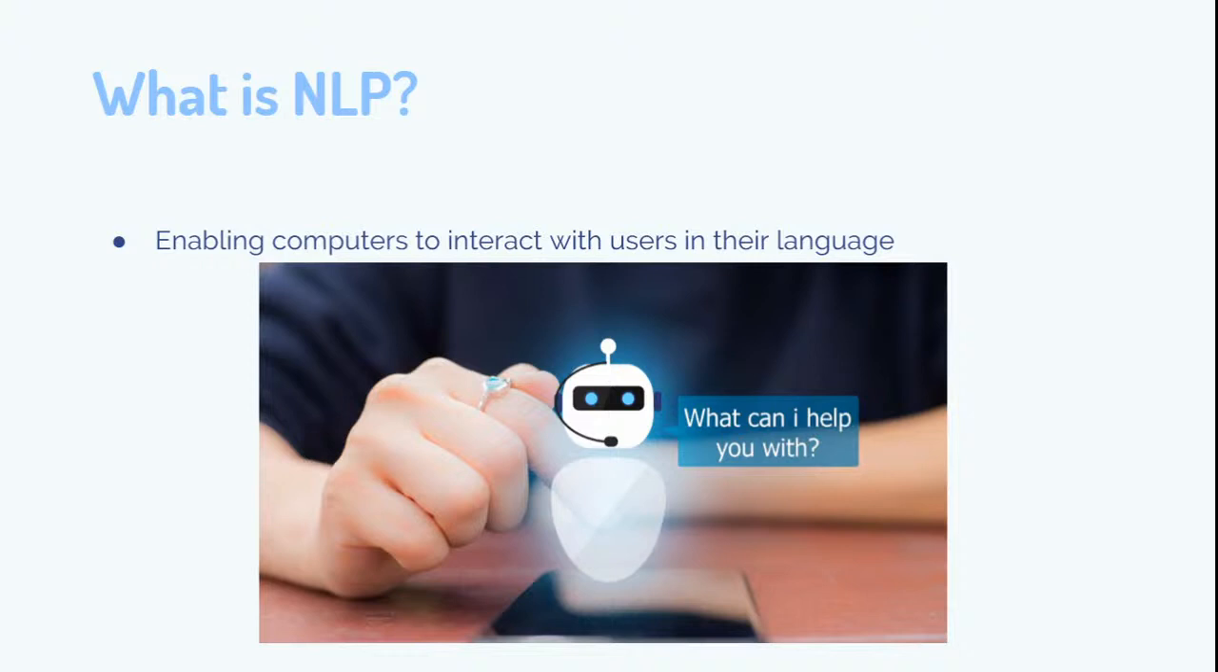Okay, so when you say "Hey Siri" or "Hey Google", what you give as a voice, you get back as output. Between this interaction of us and your mobile phone, there is a process like NLP. That is the use of NLP, natural language processing, which is nothing but enabling a computer to interact with the user in their language. This is the main process of NLP.